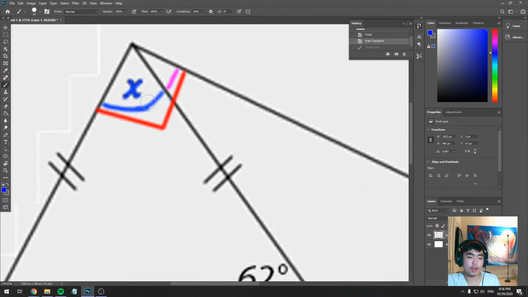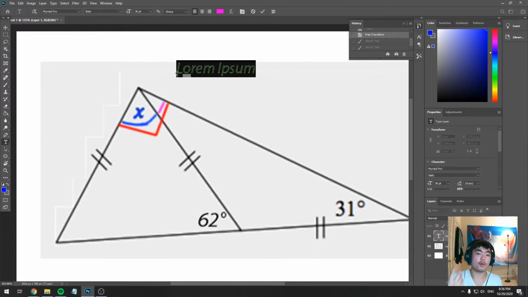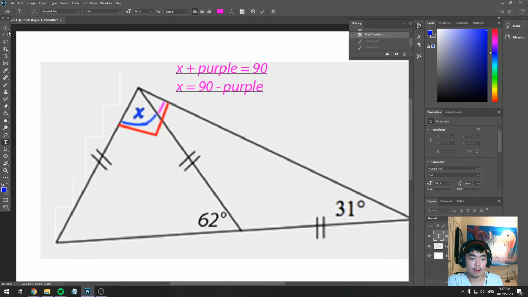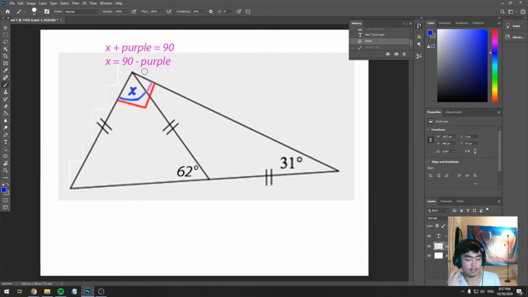But more specifically, we know that x plus the purple angle adds up to 90. If I put that in an equation, x plus purple equals 90. If I solve for x, it would be 90 minus purple. So great. Now we know exactly what we need in order to solve for x. We just need to know what purple is, and then we'll be able to solve for x.